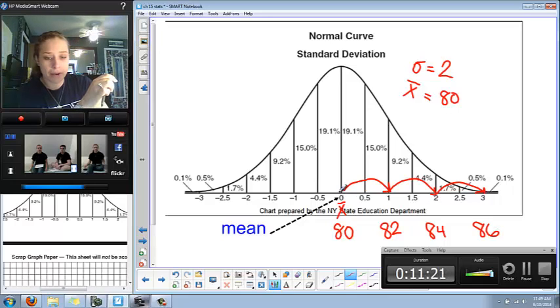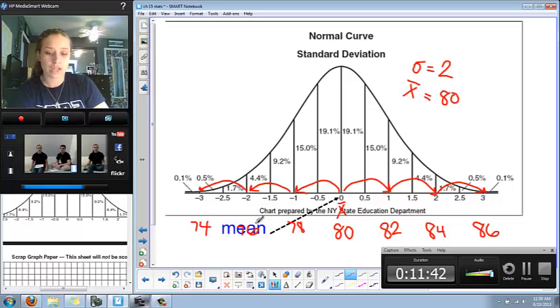Now I can also go backwards in the other direction. If I'm 1 standard deviation away from the mean, but I'm going backwards in the other direction, that's 80 minus 2. So this is a score of a 78. This is a score of a 76. And this is a 74. And you can get sort of the pattern.